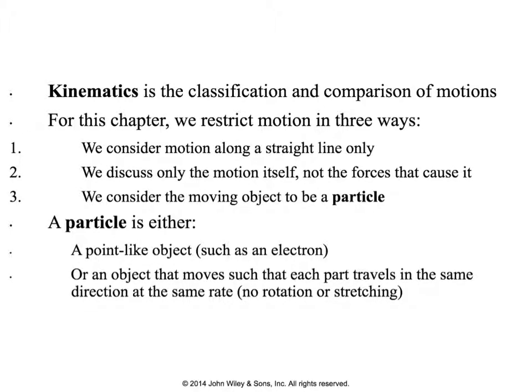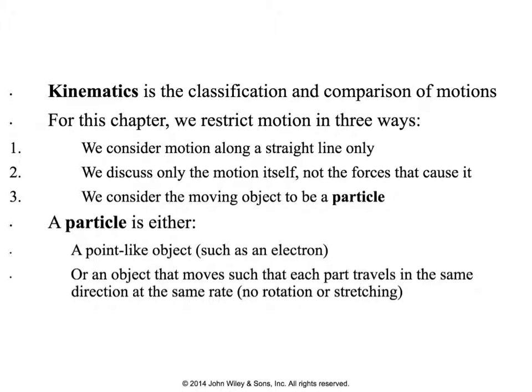This unit, we're going to discuss the topic of kinematics, and kinematics is the classification and comparison of motion. Now, this first section, and actually the first chapter that we're going to cover on kinematics, we're only going to consider motions along linear paths. So we'll get into two-dimensional motion later. This is just one-dimensional motion to start with, and we're only going to discuss the motion itself, not the forces that cause the motion. And we consider the object moving to be a particle. So even though the object may be a collection of particles, we're just going to look at it as one single point mass.